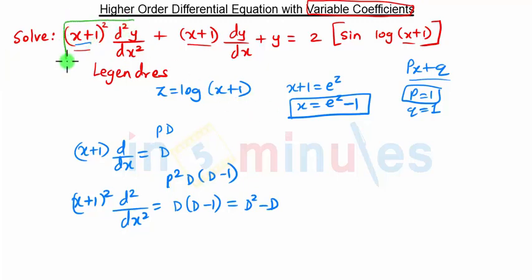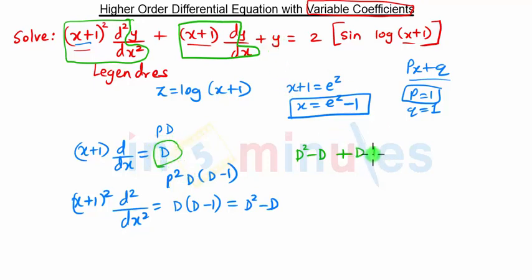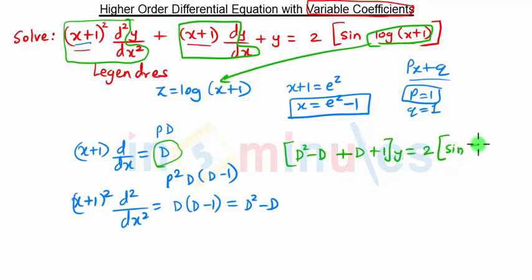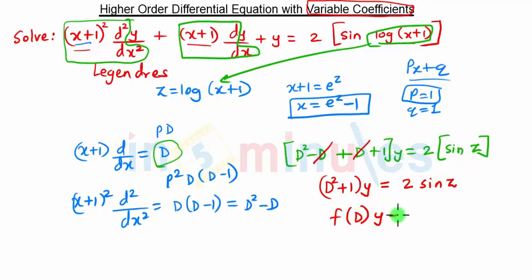So x plus 1 the whole square d square y by dx square will be nothing but d square minus d, plus x plus 1 d by dx will be nothing but d plus 1, and I am taking y outside, equal to 2 sine of log of x plus 1, which is nothing but z. So it will be sine z. This minus d and plus d will get cancelled, and we get d square plus 1 into y equal to 2 sine z. So this equation is of the form f of d into y equal to z. This is a linear higher order differential equation with constant coefficients.